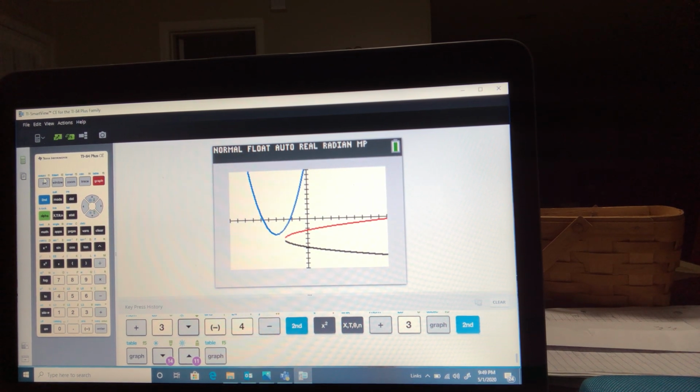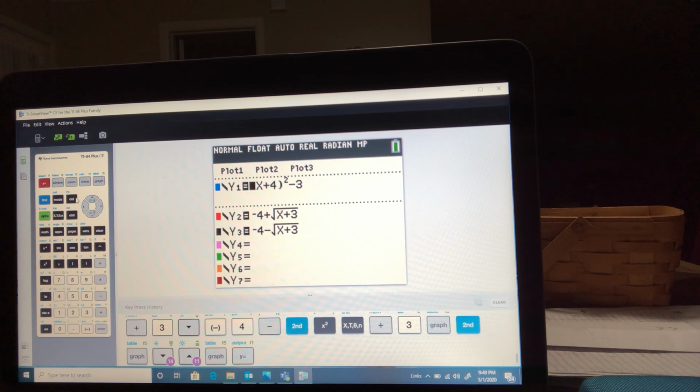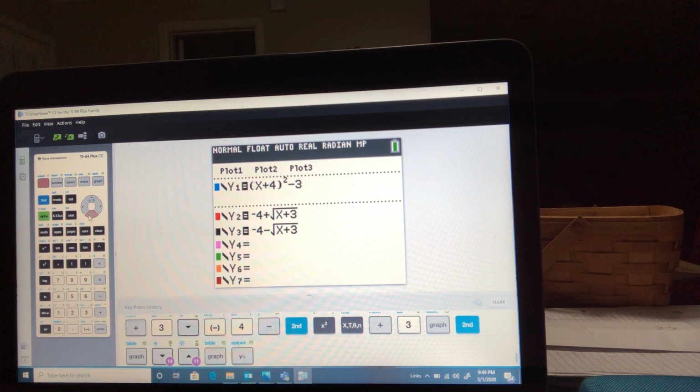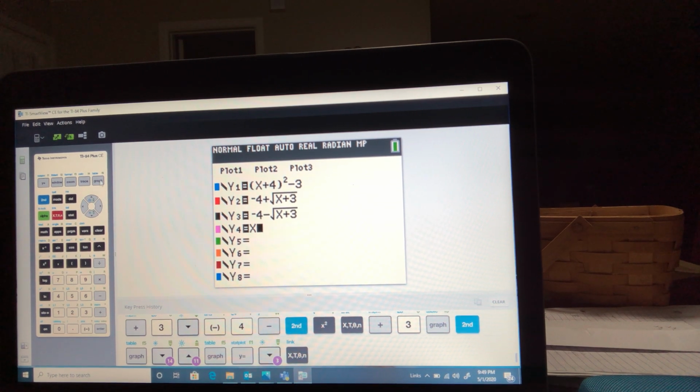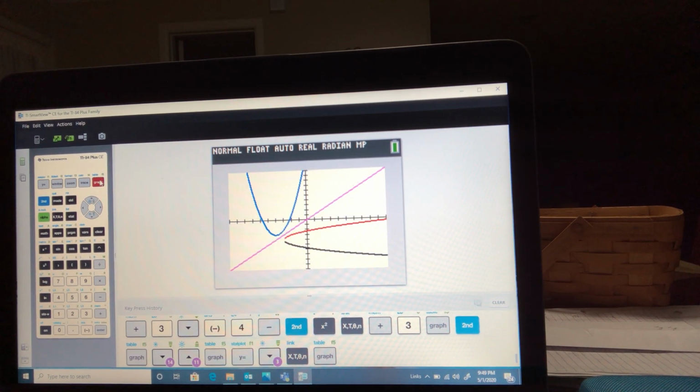The other thing to note is the graph. Graphically, these two should be reflections of each other around y equals x. So come down here to the 4th one this time and put in x and then graph that. It's going to be that pink line on my calculator. The graphs should look the same on either side of that pink line.